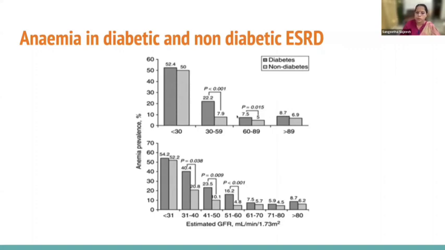So this graph shows the percentage of patients with anemia in diabetic versus non-diabetic. The dark shaded graph is for diabetic patients, and the lighter colored one is for non-diabetic patients. And here you can see that in patients with GFR less than 30, that is CKD stage 4 and 5, the prevalence is almost the same. There's around 52.4% for diabetic patients, whereas 50% for non-diabetic patients. So there is not much difference in the prevalence of anemia in diabetic versus non-diabetic end-stage renal disease.